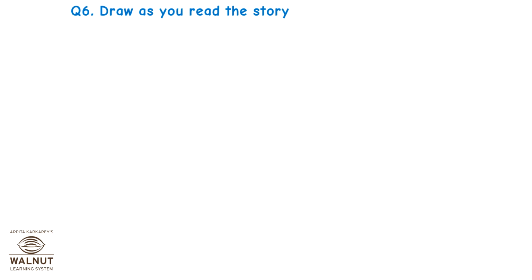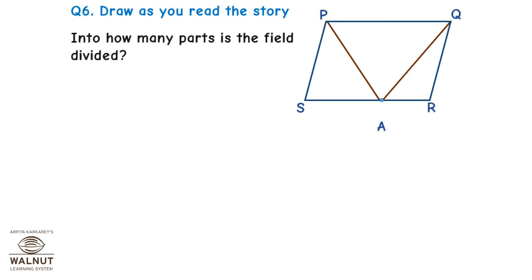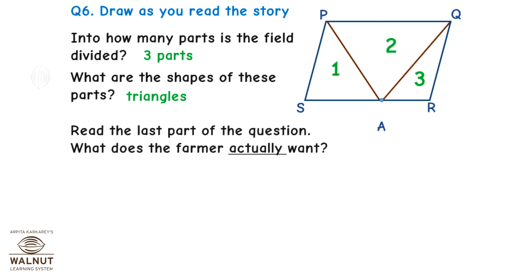Question 6. Draw as you read the story. Into how many parts is the field divided? Three parts. What are the shapes of these parts? Triangles. Read the last part of the question. What does the farmer actually want? He wants to divide the field into 2 equal parts.